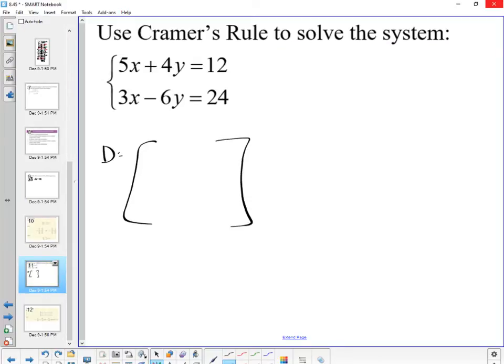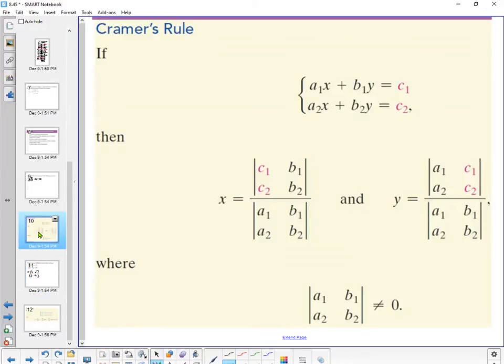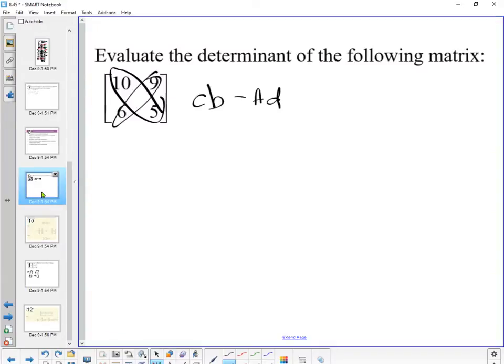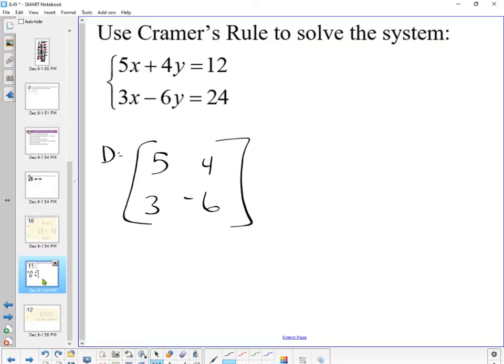Okay, so for my first one, I'm only going to take the coefficients: 5, 3, 4, negative 6. Get used to doing this first, because even when we do 3 by 3s, this is the idea. So 3 times 4 is 12. 5 times negative 6 is negative 30. Therefore our determinant is 42. Simple enough? Let's do d sub x.